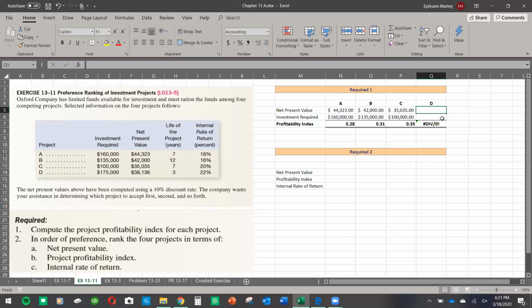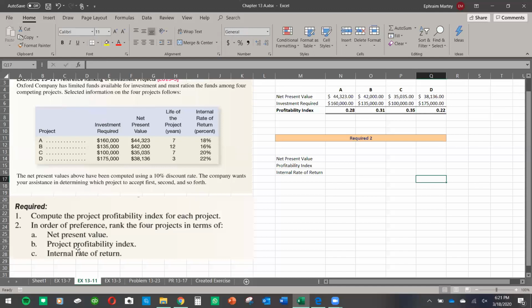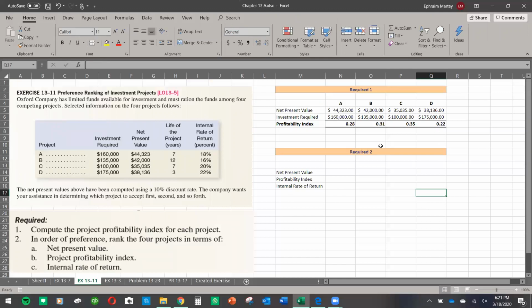Again, let's go to D. What is my net present value? It's 38,136. What is the investment required? It's 175,000. So the profitability index is 0.22. Okay, yes. So we have number 1 solved.